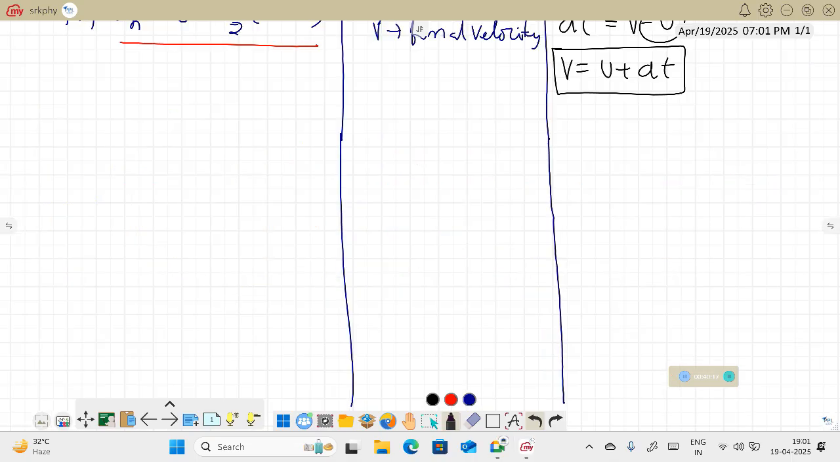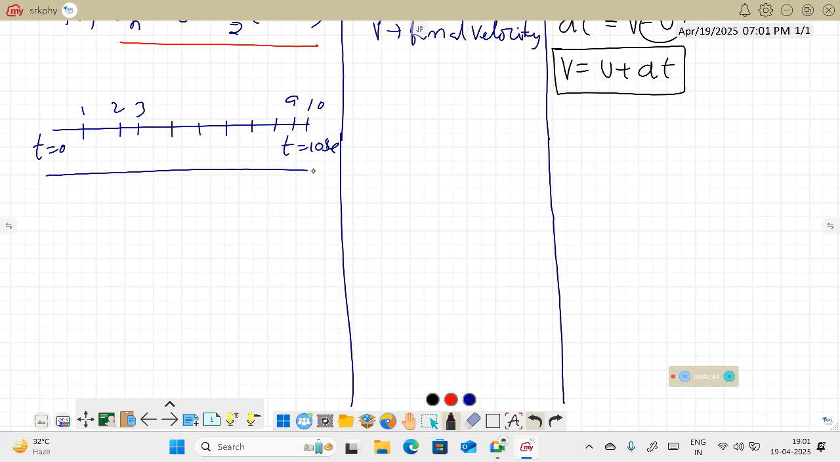The last equation we are using, that means a car has covered some distance from time t equal to 0 to t equal to 10 seconds. 10 seconds means I can say 1, 2, 3, 4, 5, 6, 7, 8, 9, 10. Right? So if you are calculating the distance covered by the body in the complete 10 seconds, starting 0 to 10, complete 10 seconds, then you have to use this equation, S equal to ut plus half a t square. Understood?